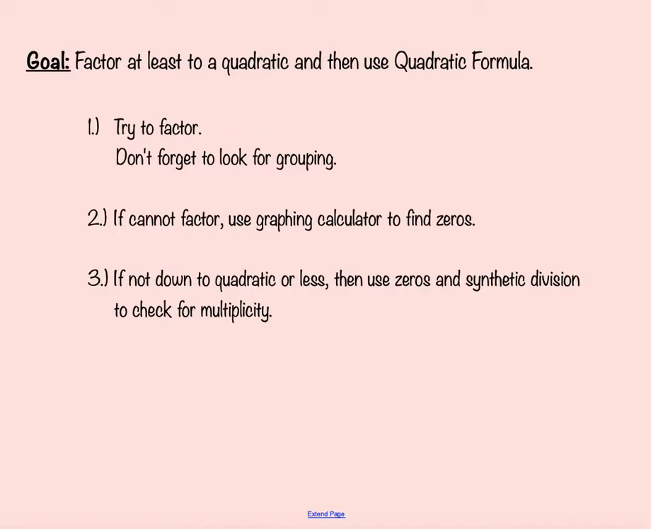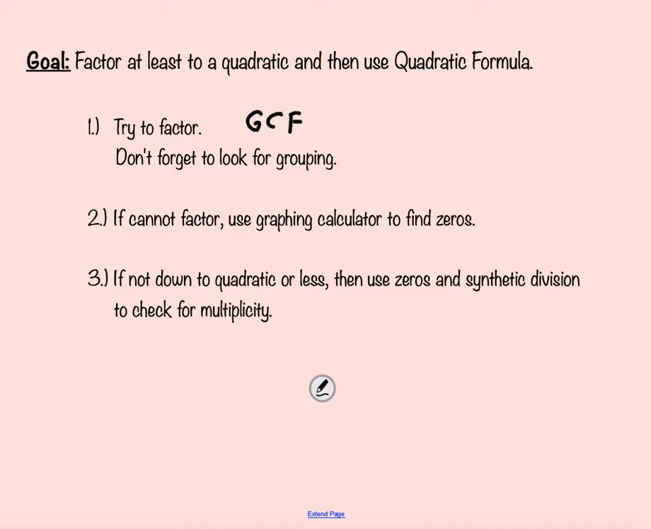Our goal here is to factor at least to a quadratic, and then we can use our quadratic formula. When we're doing this, we want to try to factor if at all possible. You've got your regular factoring, and don't forget that you could factor by grouping. If you've got an even number of terms, think about grouping them in twos. Also don't forget GCF, so look to do GCF as well.